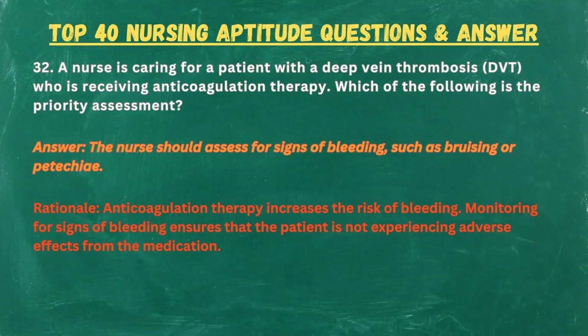saturation. 32. A nurse is caring for a patient with a deep vein thrombosis, DVT, who is receiving anticoagulation therapy. Which of the following is the priority assessment? Answer. The nurse should assess for signs of bleeding, such as bruising or petechiae. Rationale: anticoagulation therapy increases the risk of bleeding. Monitoring for signs of bleeding ensures that the patient is not experiencing adverse effects from the medication.